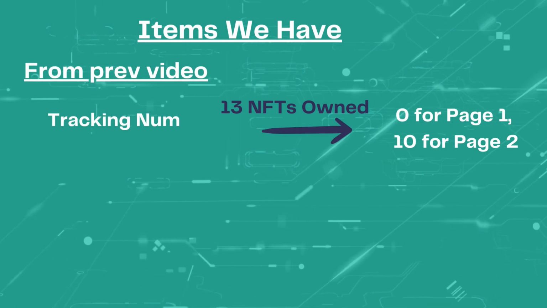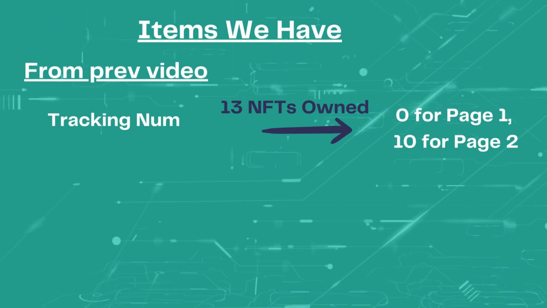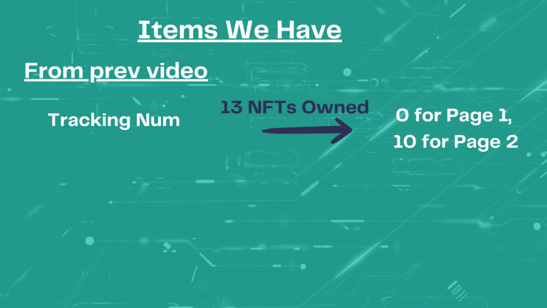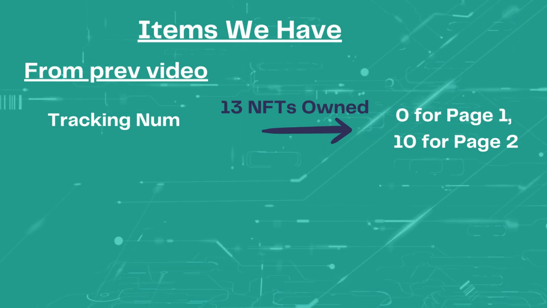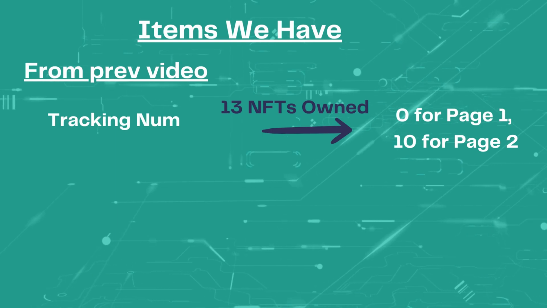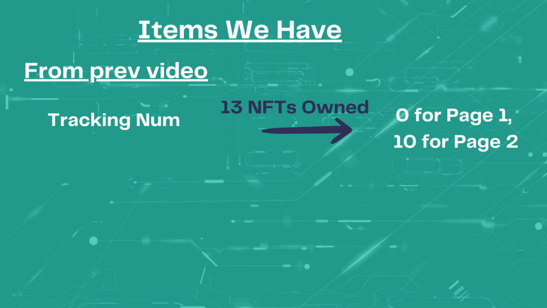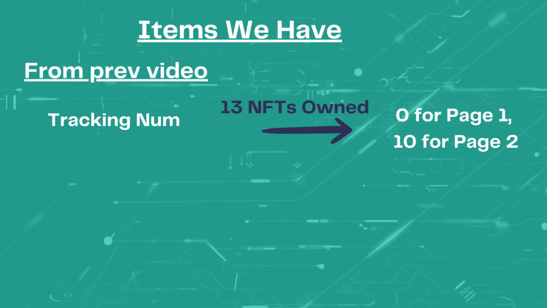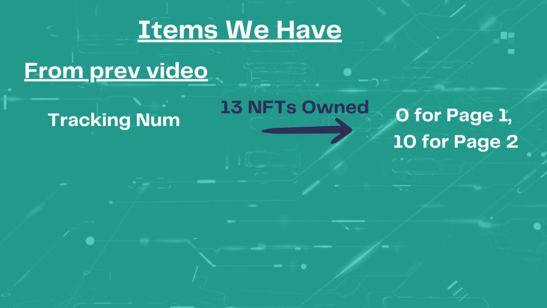From the previous video, we created left and right buttons that will output tracking numbers, where the values will be 0, 10, 20, 30, 40, 50 and so on. This will continue, but not exceed the total number of NFTs owned. In the example shown previously, since I have 13 NFTs, it will output 0 and 10, and nothing beyond that.